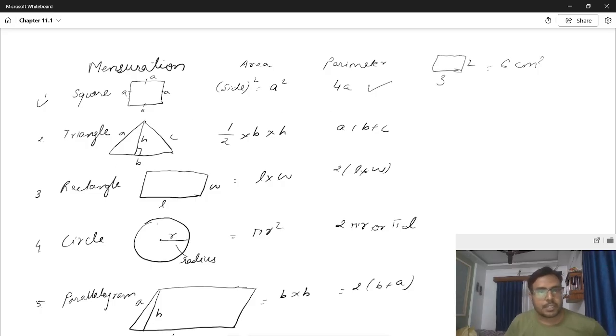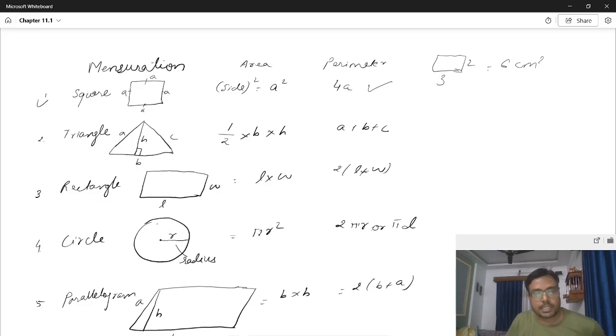Now for a triangle, the sides are a, b and c, and this is the perpendicular drawn from one of its vertices, it is h. So area is half into base into height, and perimeter is a plus b plus c. Similarly for a rectangle, area is length into width, and perimeter is 2 times length plus width, like this plus this and this plus this.